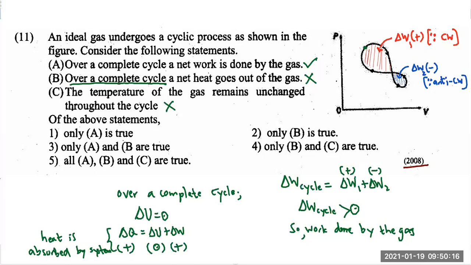That doesn't mean throughout the process, temperature remains constant. No, that's incorrect because you can see as you move from one point to another, the PV multiplication will change. As PV multiplication changes, temperature also has to change. Therefore, only A is correct. We can settle on the first answer. Hope that is clear to everyone.